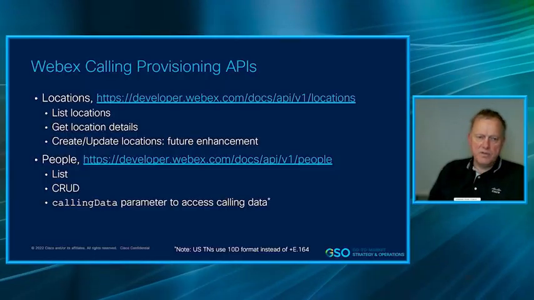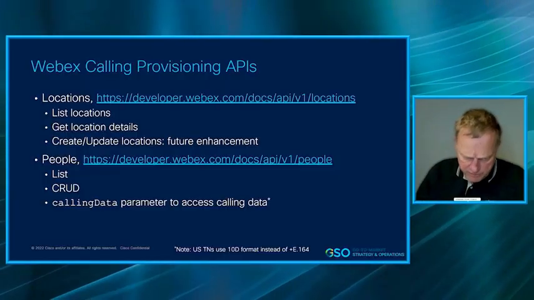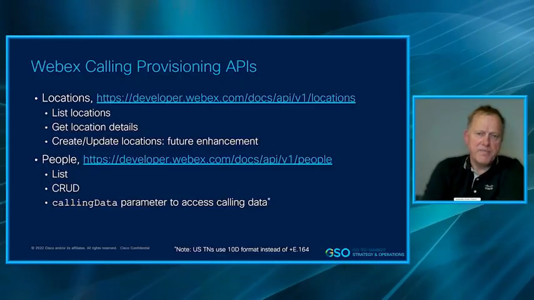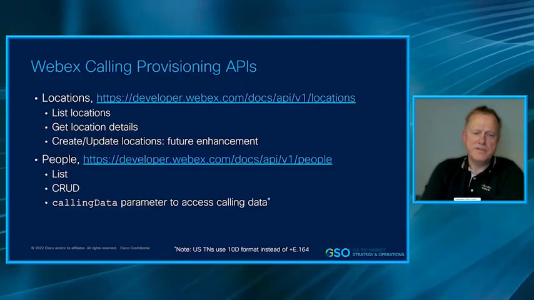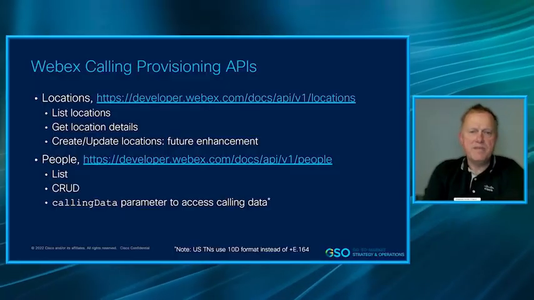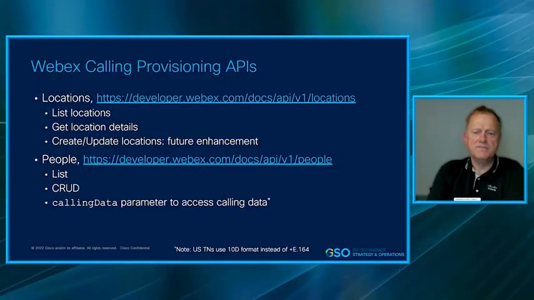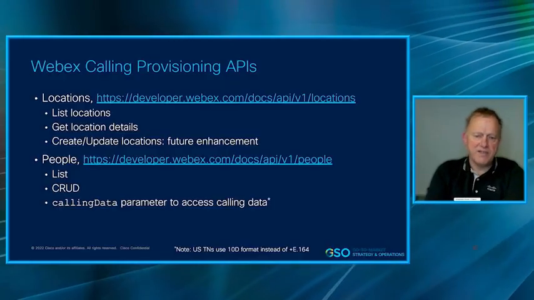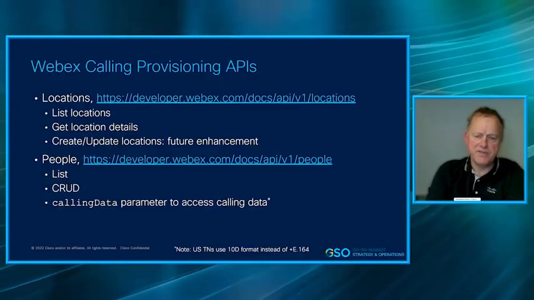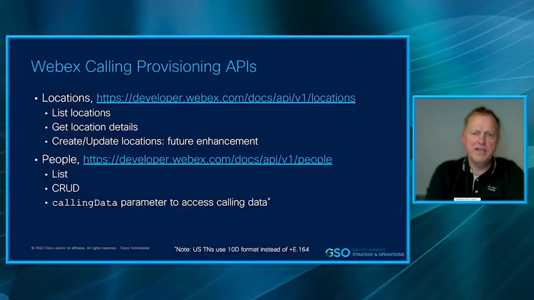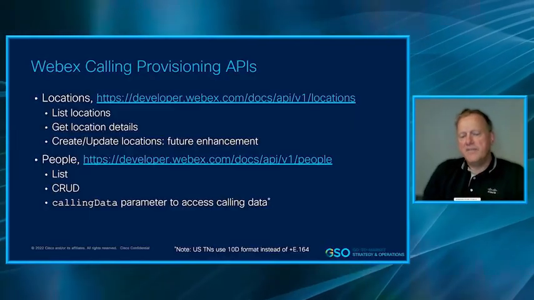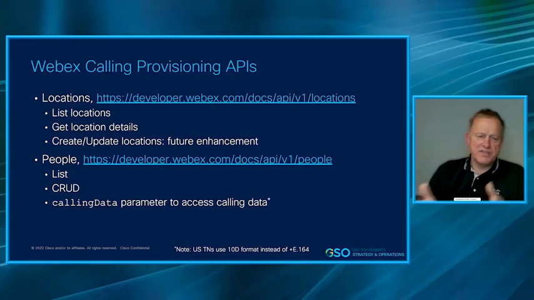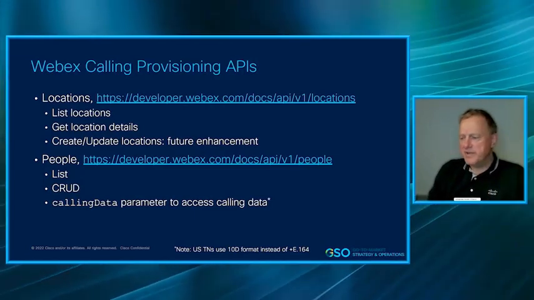I don't want to go into too much detail here. The only point that I want to call out is here at the bottom. When you use the people API to list or get people data, then there's a calling data parameter, and you actually want to make sure that you set this to true. Otherwise, the API will not get you any calling specific data and will just give you the people identity information.